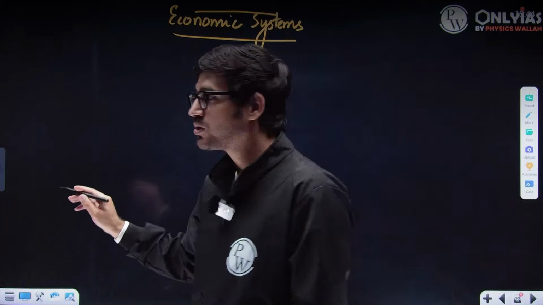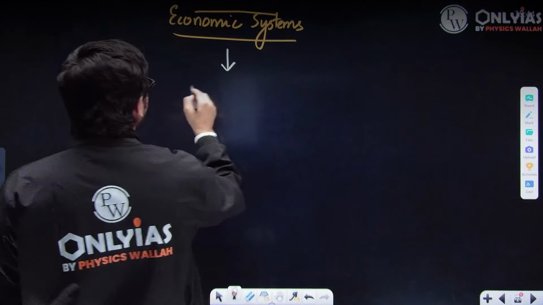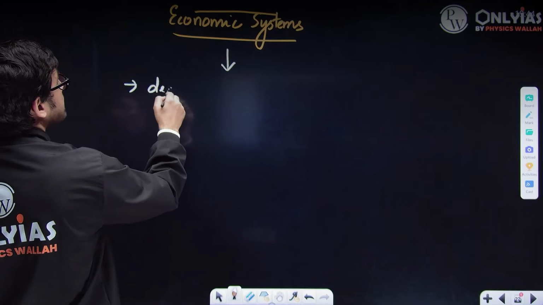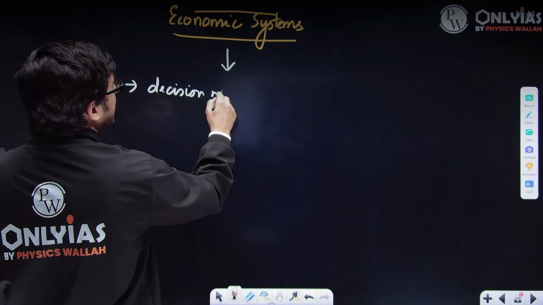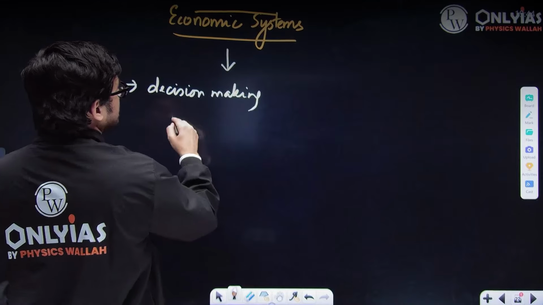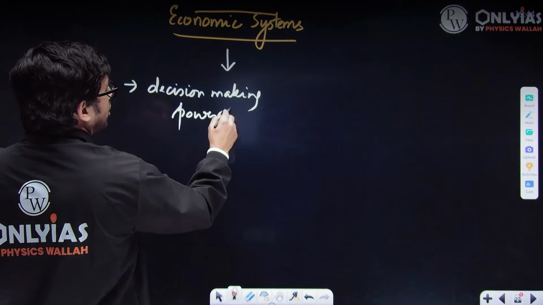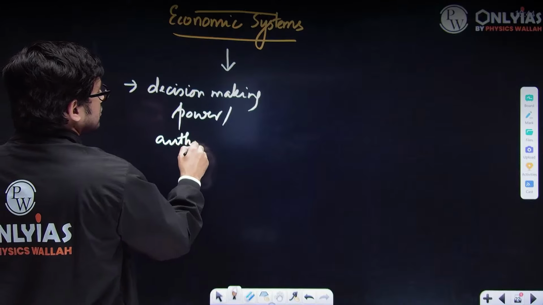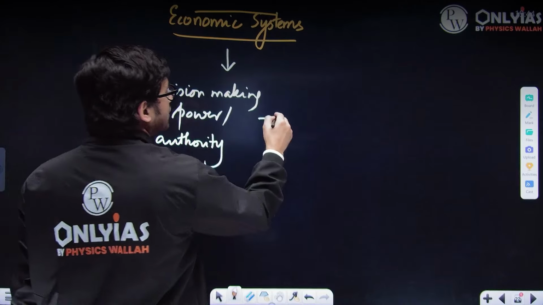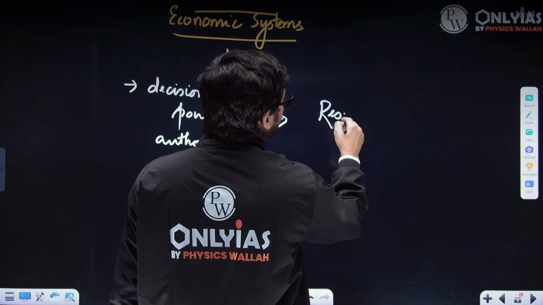What are economic systems all about? Economic systems are all about who has the decision-making power or the authority to decide resource allocation.